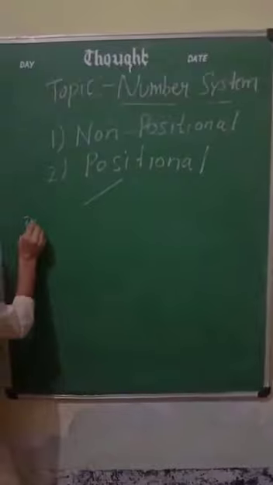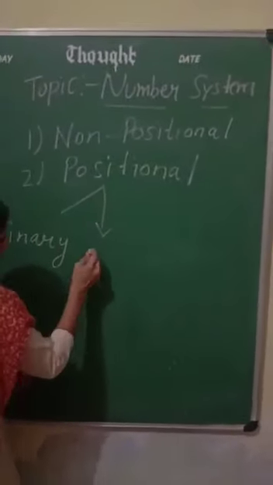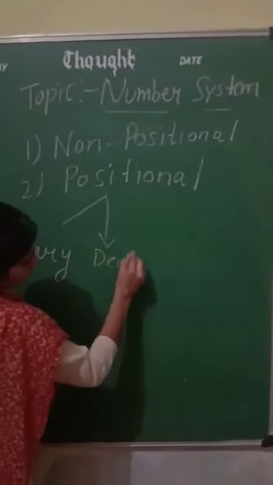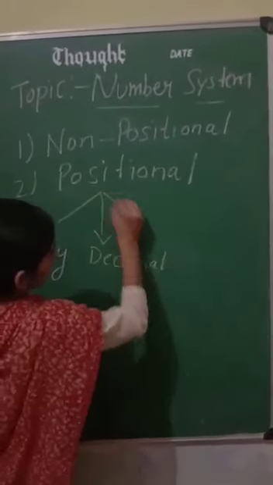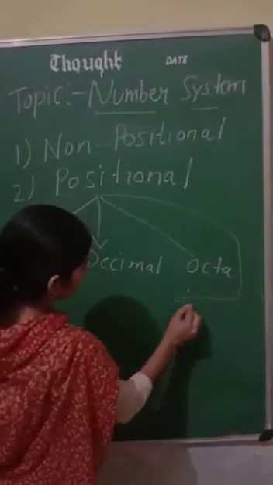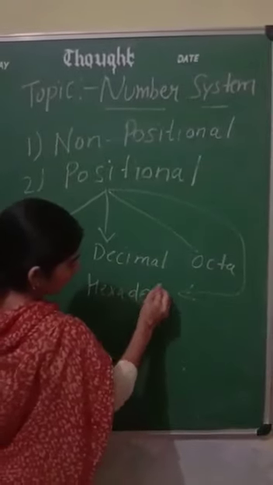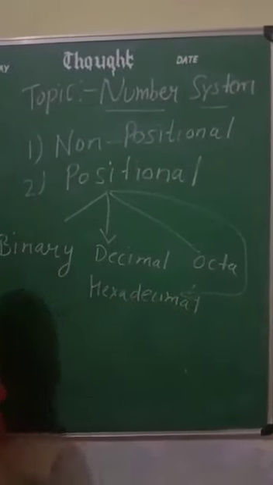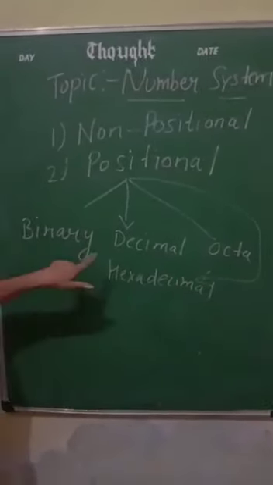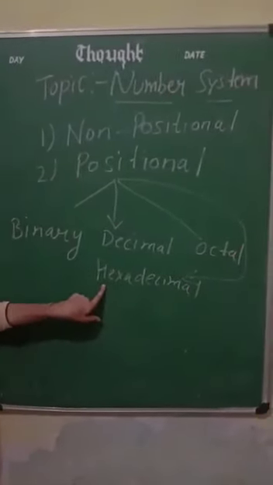First, binary number system. Second, decimal number system. Third, octal number system. And fourth is hexadecimal number system. First is binary, second is decimal, third is octal and fourth is hexadecimal.